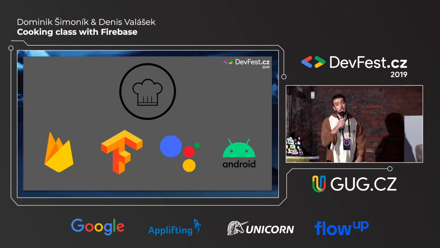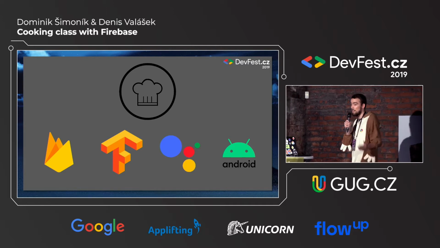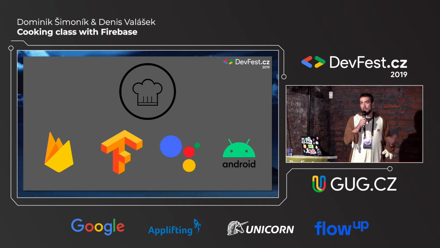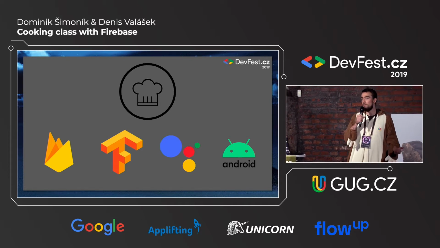What is our talk about? It's about machine learning, Firebase, Android, and Actions on Google. All these things we're going to use today for making an app that uses machine learning and helps you cook in 40 minutes.